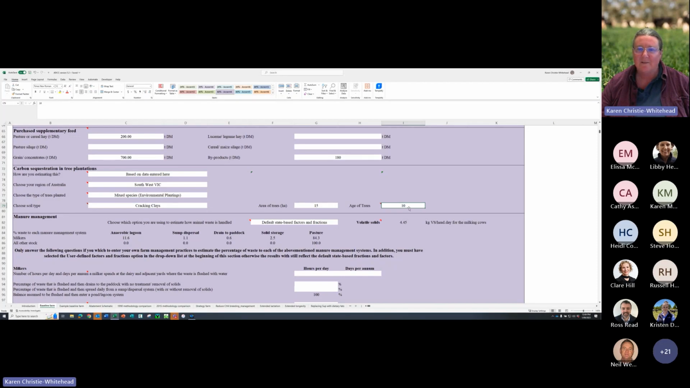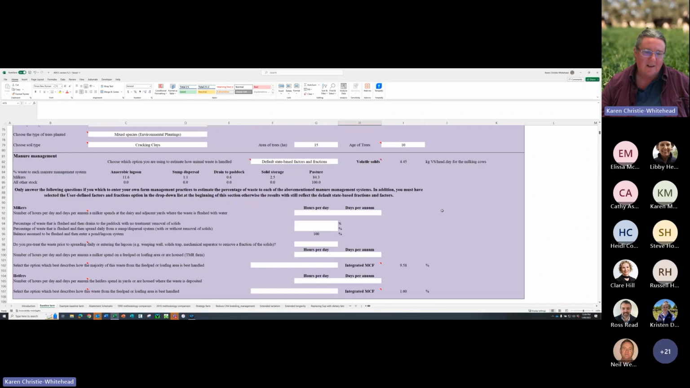Always enter this as a whole number. If you put in 7.5, it'll fall over. So always enter as a whole number. If, for example, the farmer actually used the Look-See calculator that's out there, that's a CSIRO-based tool, and they've worked out that their particular farm can sequester 6 tonnes of CO2 equivalent per hectare per annum, you would enter that number in that cell there. And that would then override these other numbers.